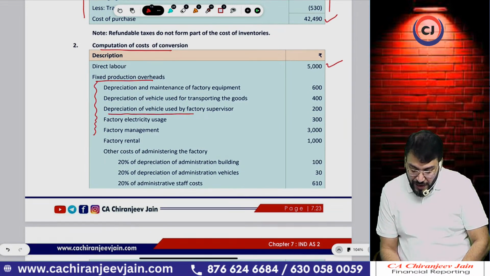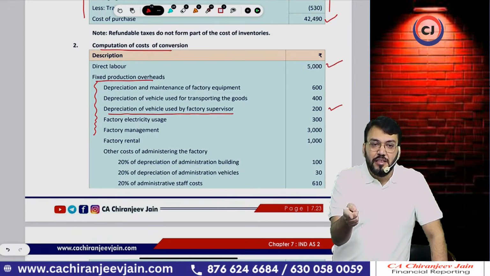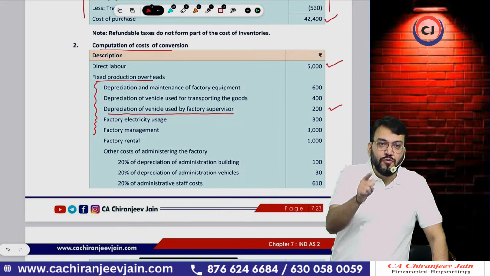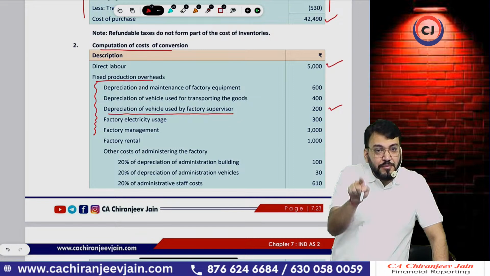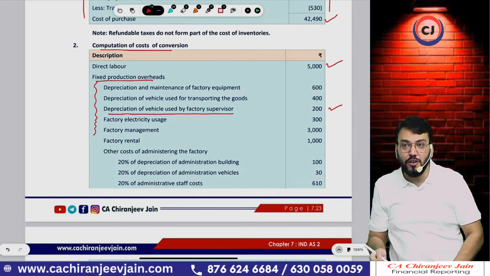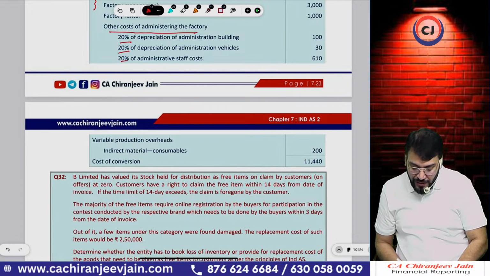Depreciation of the vehicle used by the factory supervisor will also be added. The factory supervisor is indirect, so that becomes an indirect cost. The factory supervisor will come in production overhead, so that will be a part of cost of conversion. You can see other costs of administering the factory, 20%, are also added.